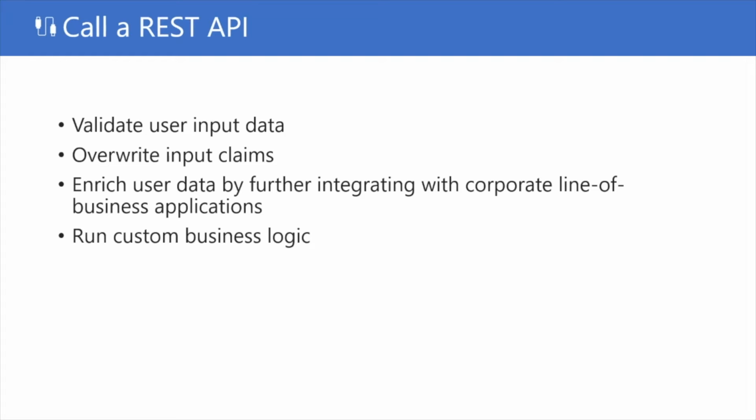Or you can just run other custom business logic. You may want to send push notifications to users' devices, update corporate databases, or run some kind of migration process. Anything that you can imagine, once you've gotten into that remote function, as long as you've got that logic coded there, it can become part of your policy execution.